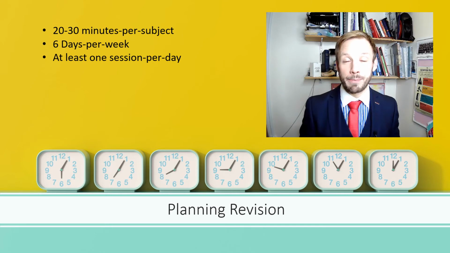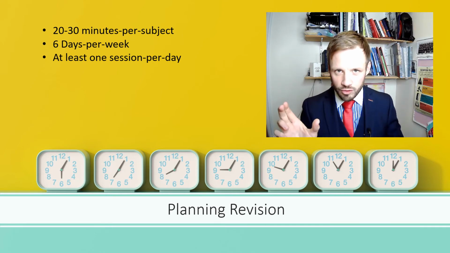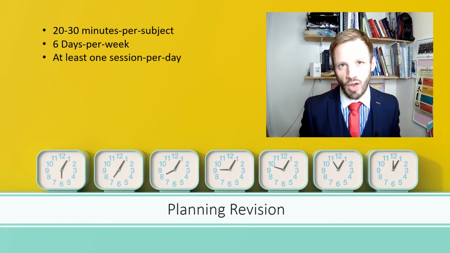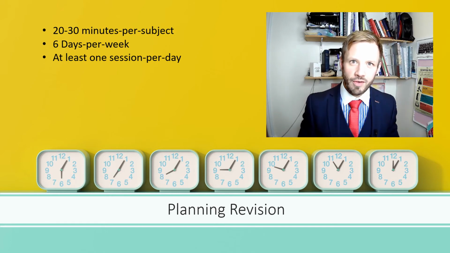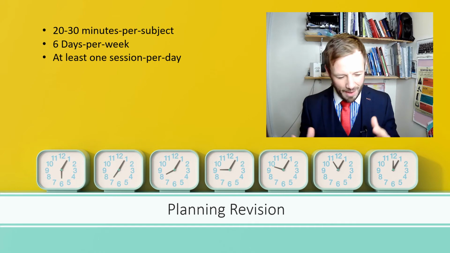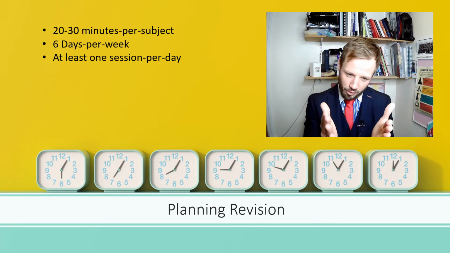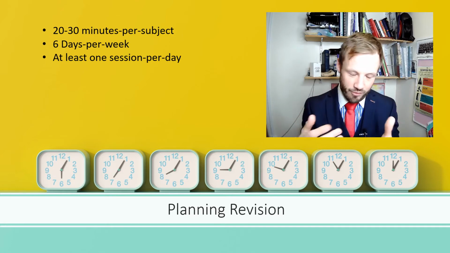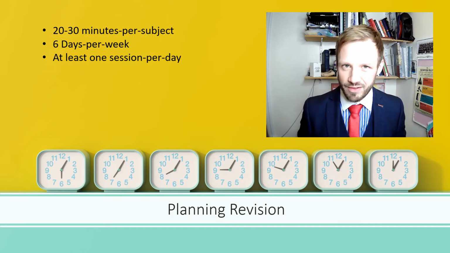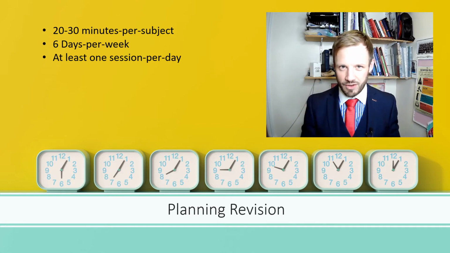So a few things to think about when we start planning revision. The first one is to think about the slots that you will spend on each subject. I'd recommend between 20 and 30 minutes for each subject. There's loads we could talk about that, but effectively, that's how much time your brain can concentrate on one subject at most before it becomes very ineffective revision. So 20 to 30 minutes on each subject.